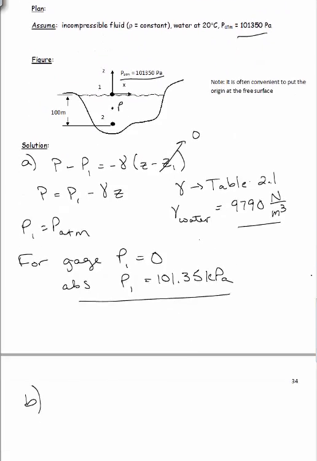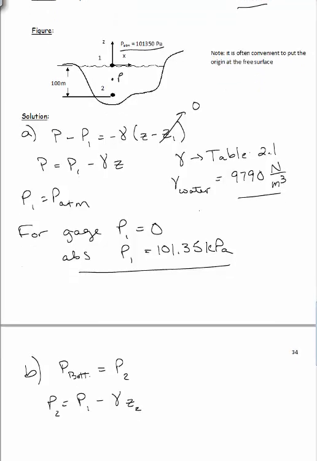Okay, pressure at the bottom then. P bottom is P2. We have an equation, P equals P1 minus gamma Z. Just plug in 2's for your P's and your Z's. Let's do gauge, 0 gauge. A lot of times it makes our lives a lot easier just to use gauge.